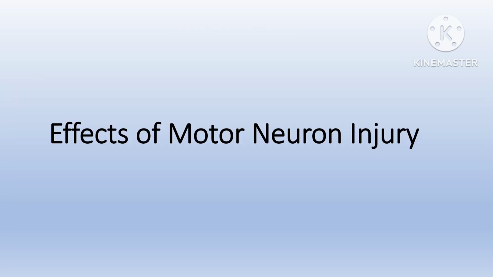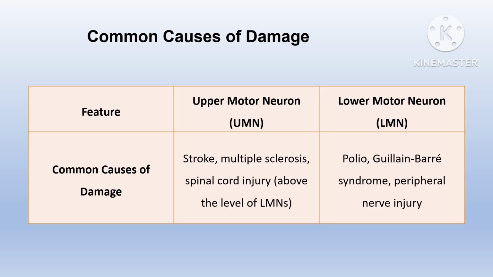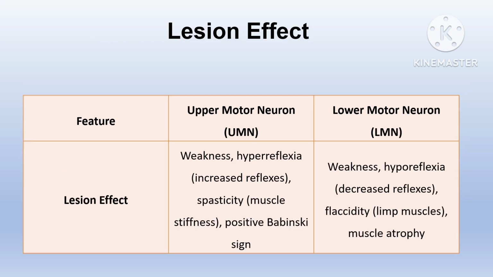Now we will discuss the motor neuron lesions. Upper motor neuron lesions can occur due to stroke, traumatic brain or spinal cord injury, multiple sclerosis, brain tumors, spinal cord lesions, and infections. While the lower motor neuron lesions may be due to peripheral neuropathy as it occurs in diabetes, Guillain-Barré syndrome, spinal cord injuries, radiculopathy, and infections.